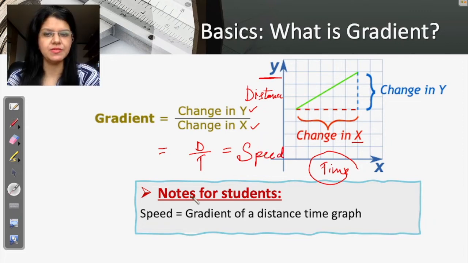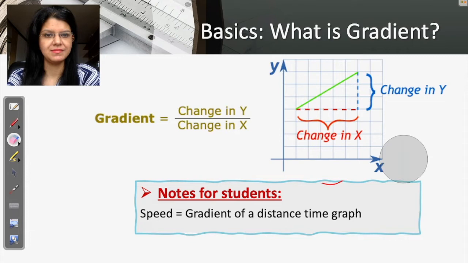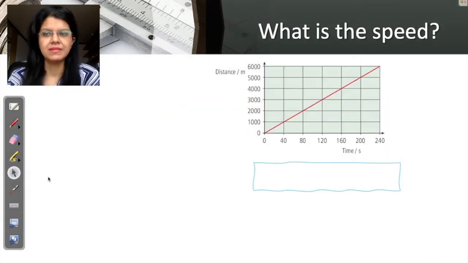So speed. So some notes for you all to note down. Speed in a distance time graph is same as the gradient of the distance time graph. So very easy, whenever you are given a distance time graph and you have to find the speed, you have to find the gradient. Alright. So let us understand with the help of an example here.